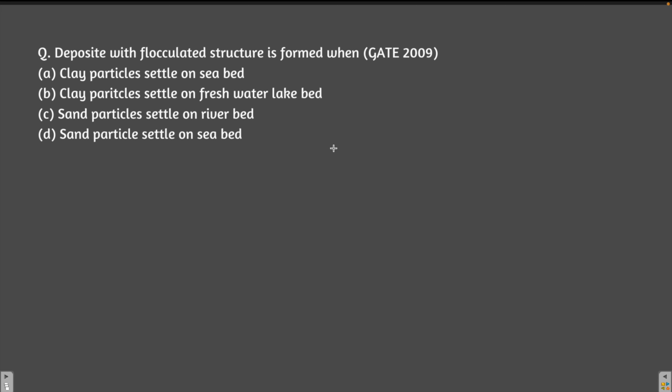So first of all, let me tell you, this flocculated and dispersed structure is observed only in fine-grained soils. Only fine-grained soils show flocculated or dispersed structure. It is not a characteristic of coarse-grained soil. Since sand is a coarse-grained soil, it is eliminated. Only fine soils represent the characteristics of flocculated and dispersed structure. So first of all, sand is eliminated.